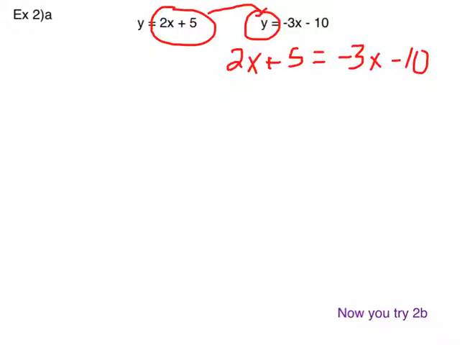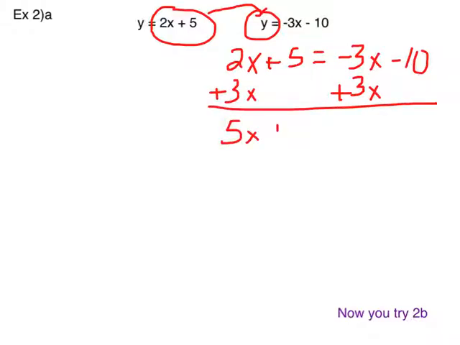Well, what are you going to start moving? You can't reduce or combine anything on either side, so you got to move stuff around. I personally, there are more x's on the left because there's 2x, so I would do the opposite of a minus 3x, and I would add 3x to the left side, both sides. So now I get 5x here plus 5 equals, this is gone, negative 10.